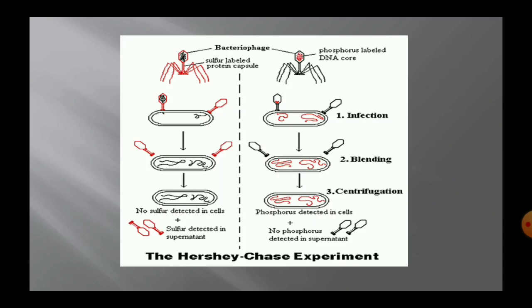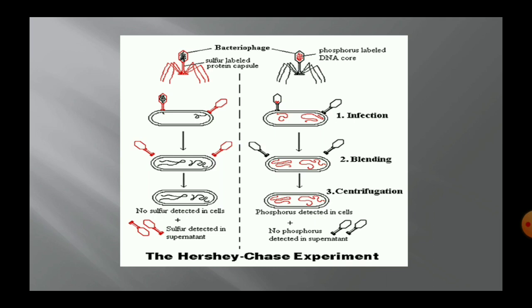So look at the picture. Two different experiments were conducted. In the first experiment, they grew T2 bacteriophage containing sulfur 35, and in the second experiment they grew T2 bacteriophage in the P32, and they were allowed to infect. Finally they were able to identify supernatant and pellet.